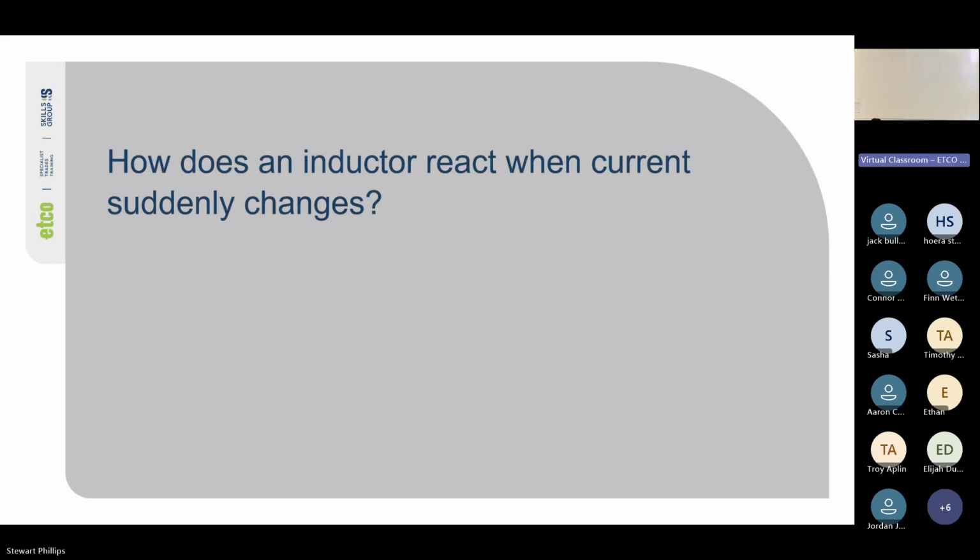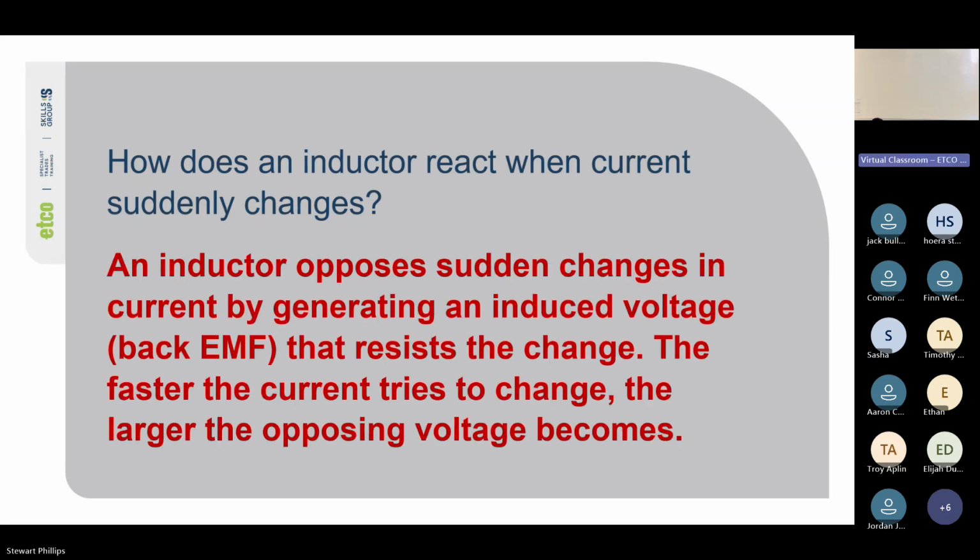Cool. So yeah, when we have current change, the inductor opposes the change and it generates an induced voltage, what we call a back EMF, that resists that change. It doesn't like change. It's that old sparky that doesn't want to change. It doesn't want to get with the new technology. They just want to sit there doing the same thing they've done day in, day out. So the faster the current tries to change, the larger the opposition voltage becomes.